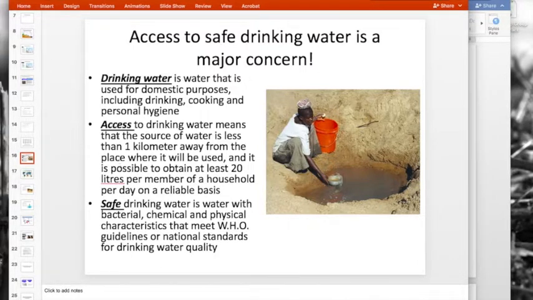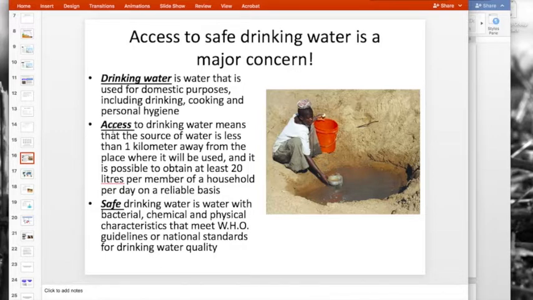If we have access to it, well, that means that the source of water is less than 1 kilometre away from the place that it's to be used, and it's possible to obtain 20 litres per person per day. So in our household, for instance, maybe if the tap was in the bus station in Hausen, it would be close enough, and I would need to be able to get 60 litres on a daily basis, 20 for me, 20 for my wife, and 20 for my son. You guys can imagine that's not a gigantic amount of water, it's 12 toilet flushes.